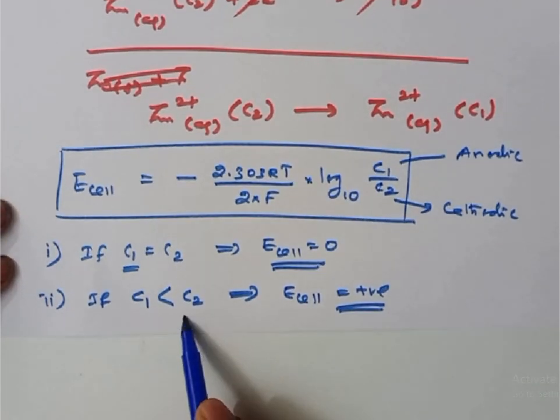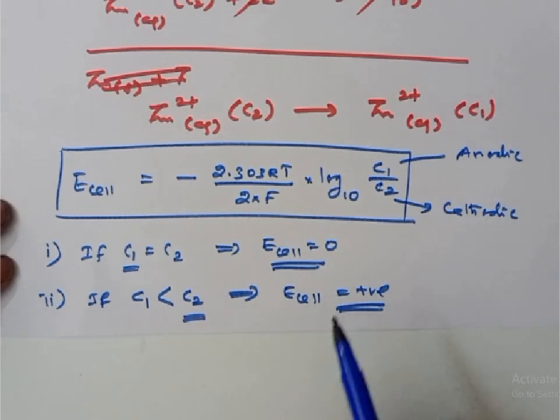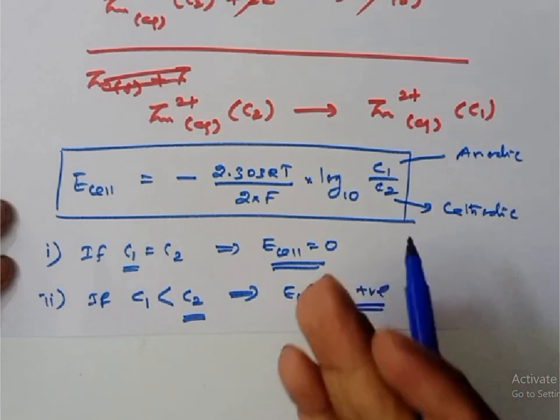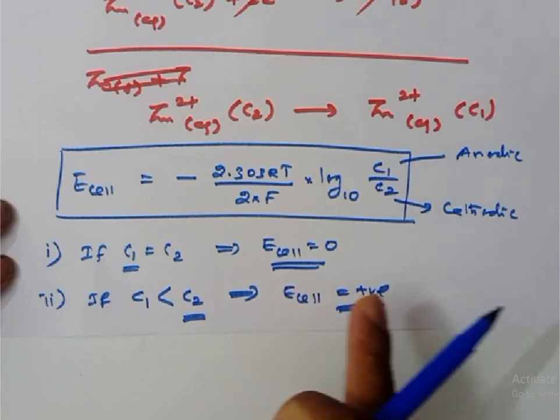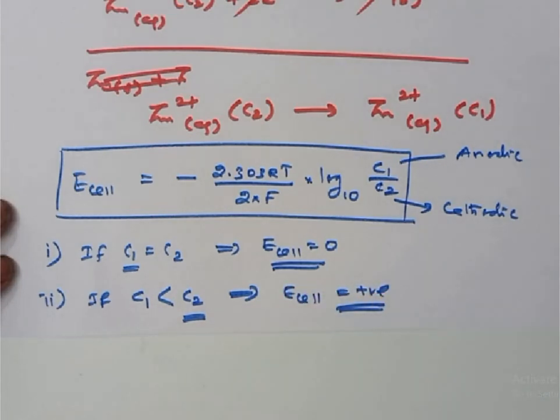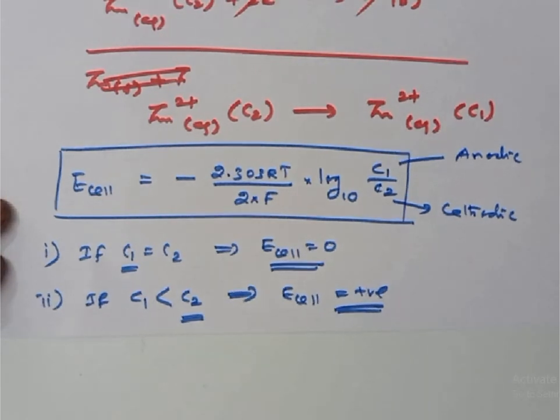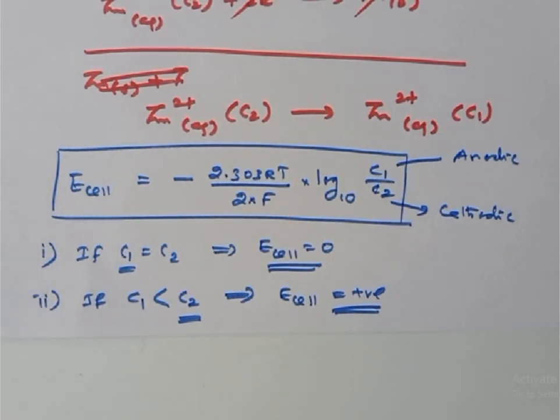So whenever the concentration in the cathodic compartment is high, you will get cell potential as a positive value. Take note. Is this clear, student? Any doubt? Are you comfortable with this? Yes, sir. Okay, I stop here.